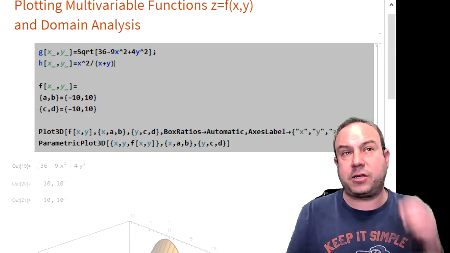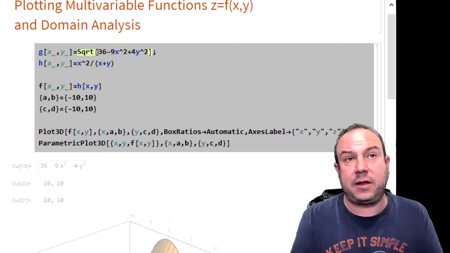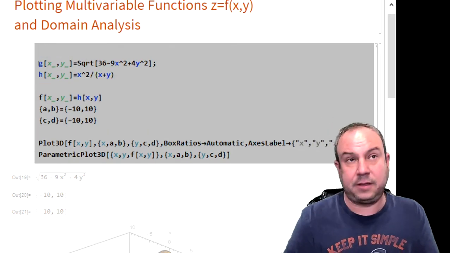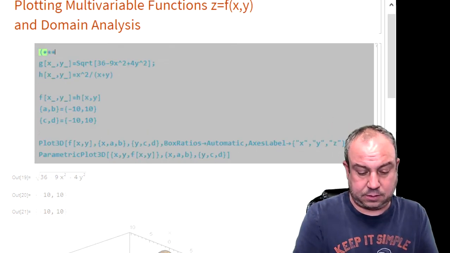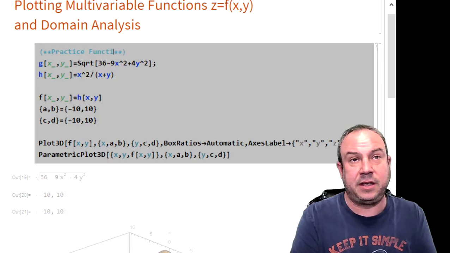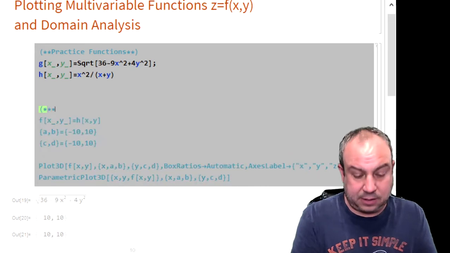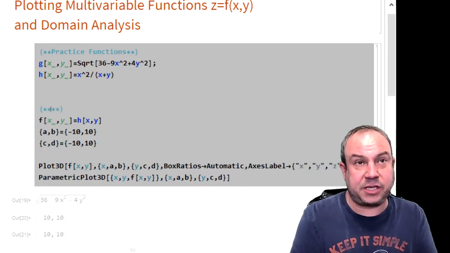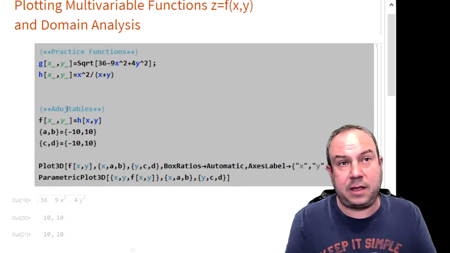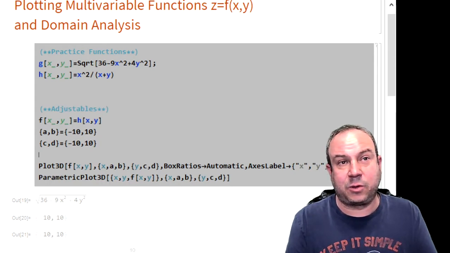Now, one thing I will always caution you with when declaring your functions, folks, is that we might actually start to define these as our practice functions. We can go back and forth between these rather quickly if we declare those as our practice functions. These are going to be our inputs, adjustables, we'll say. Those are the values we're going to adjust.